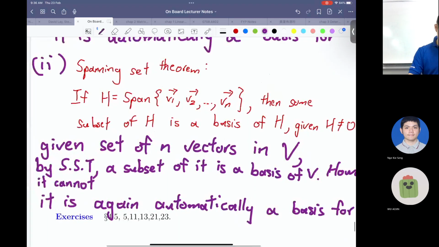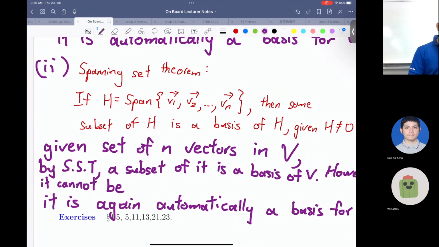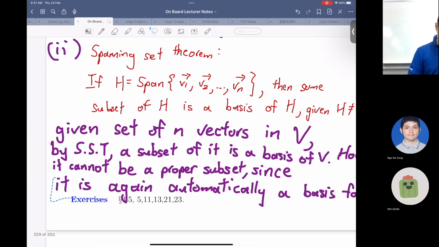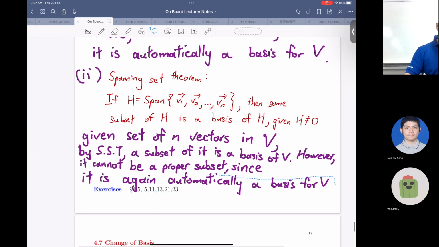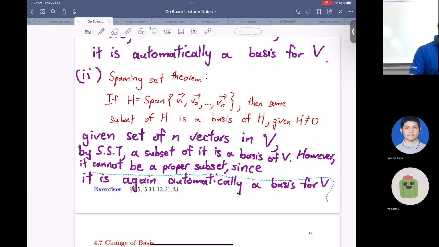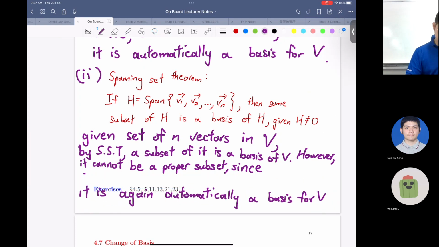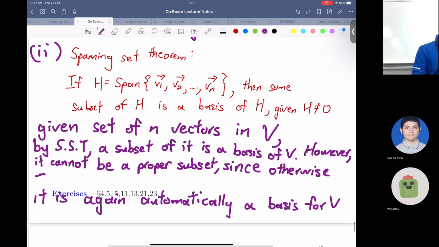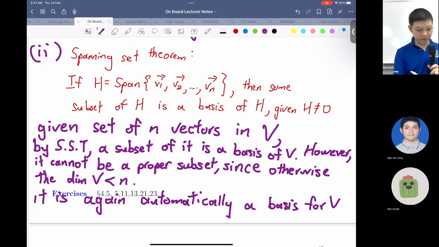It cannot be a proper subset, since otherwise the dimension of V would be strictly less than n. So it is again automatically a basis for V.